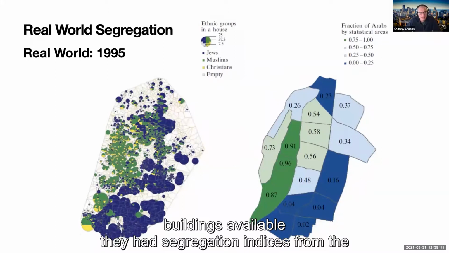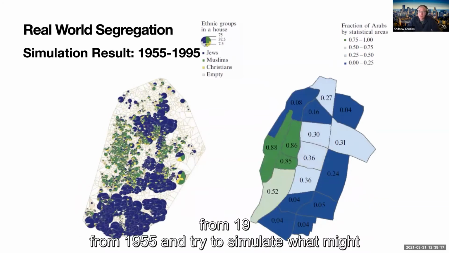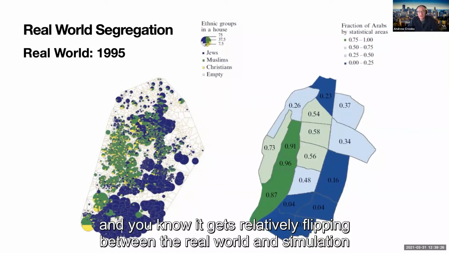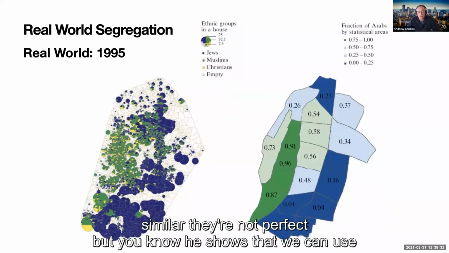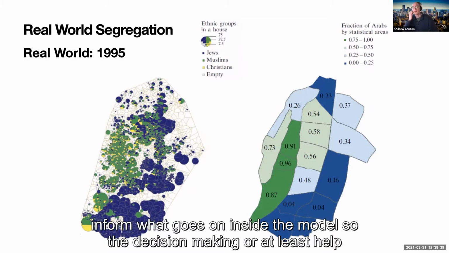They had segregation indices from the census, and then they could build a model from 1955 and try to simulate what the residential patterns of segregation might be. Flipping between the real world and simulation results, they're relatively similar. They're not perfect, but he shows that we can use data to help inform the decision making, or at least help inform what goes on inside the model.